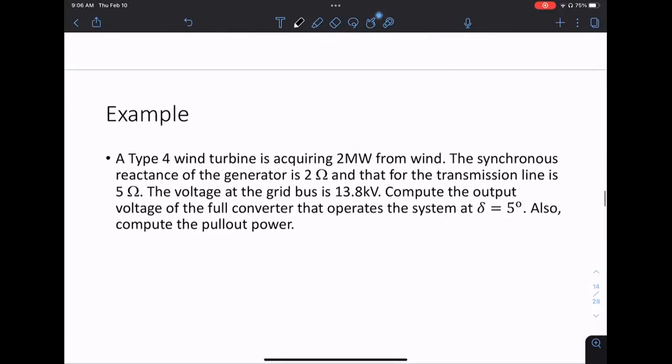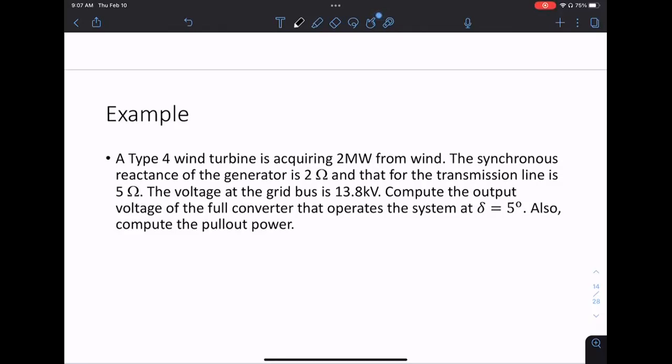Okay, so this is the sort of equation we have. So let's do an example with these equations. Let's say we have a type 4 turbine generating 2 megawatts from wind. I have a synchronous reactance inside the generator that's 2 ohms. The line is 5 ohms. The grid voltage is 13.8 kV. If I have a system operating at 5 degrees, compute what the output voltage I should set is if the angle is 5 degrees.